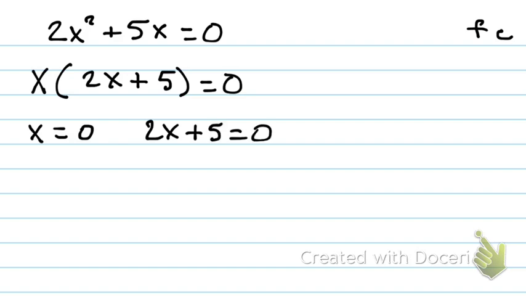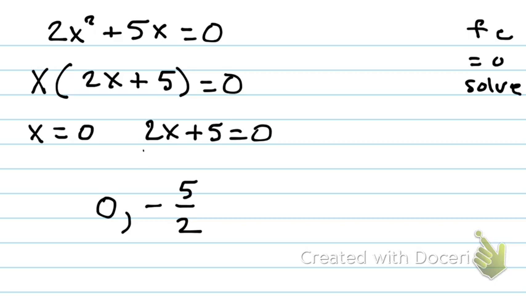Which means I no longer have one quadratic, but 2 linears. Okay, so I just solve them by doing the opposite. Well, I don't have to solve that one. It's already done. So x equals 0. Here, subtract the 5 and then divide it by what? Gives me negative 5 over 2. And I'm done, right? Check it against what?